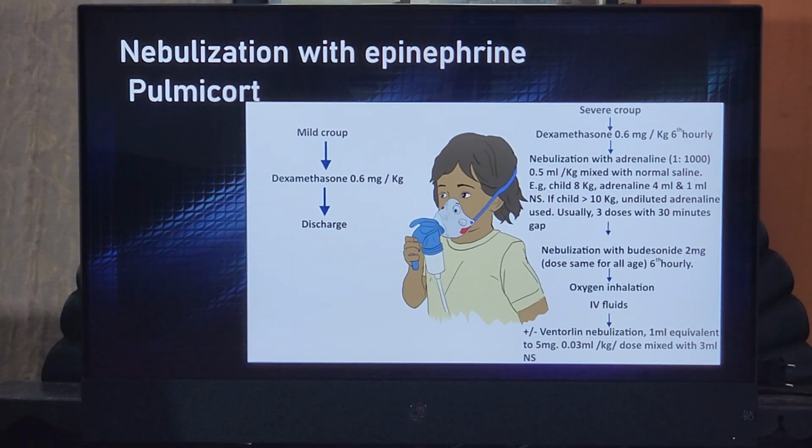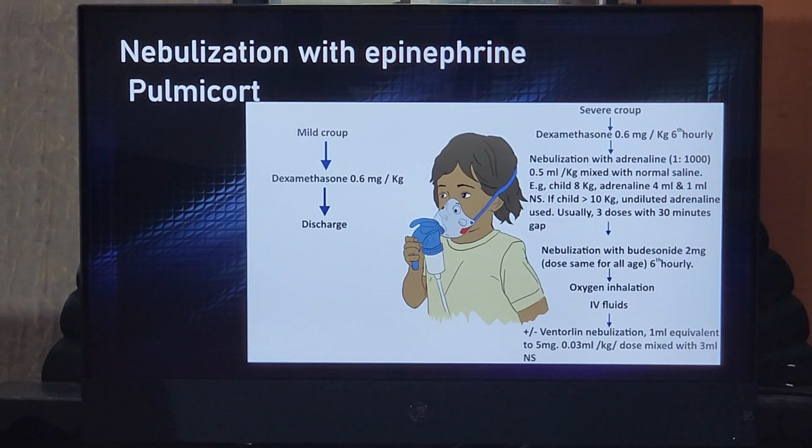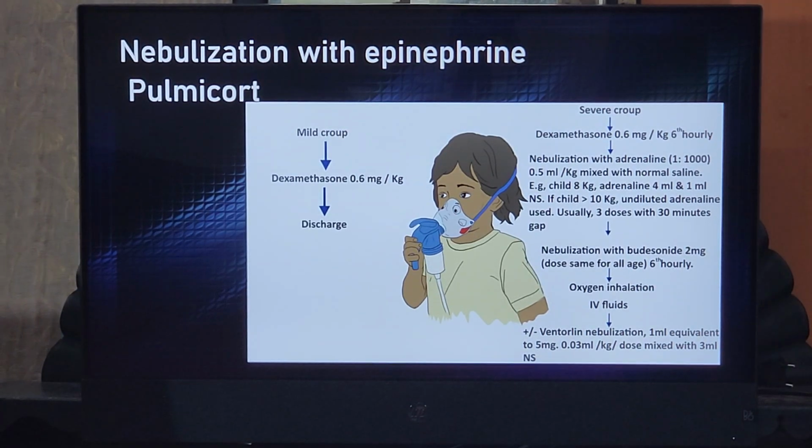First we'll decide whether it's a mild case or a severe case. If it is a mild case, oxygen inhalation along with a shot of steroid will be more than enough, and the child can be discharged the same day. If it's a severe case, after the necessary investigations, we'll start with a first shot of steroid, and along with that, we need nebulization. Nebulization to start with will be adrenaline, followed by budesonide. And if there is lung congestion also, we will start Ventolin too.